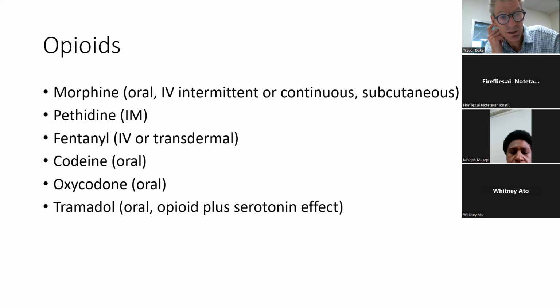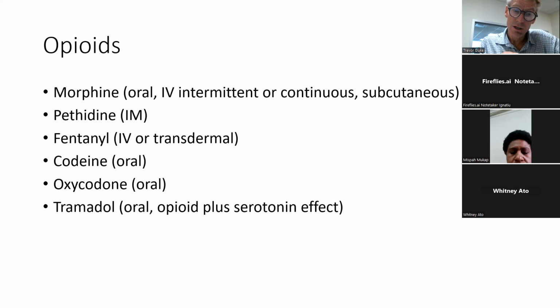And so I don't use much pethidine these days. Fentanyl is another opioid. It's a synthetic opioid that's used intravenously, or it can be used transdermally. There are fentanyl patches for some people who've got chronic pain, for example, chronic cancer pain. That transdermal absorption of fentanyl can be useful, but again, for very specific sorts of pain.